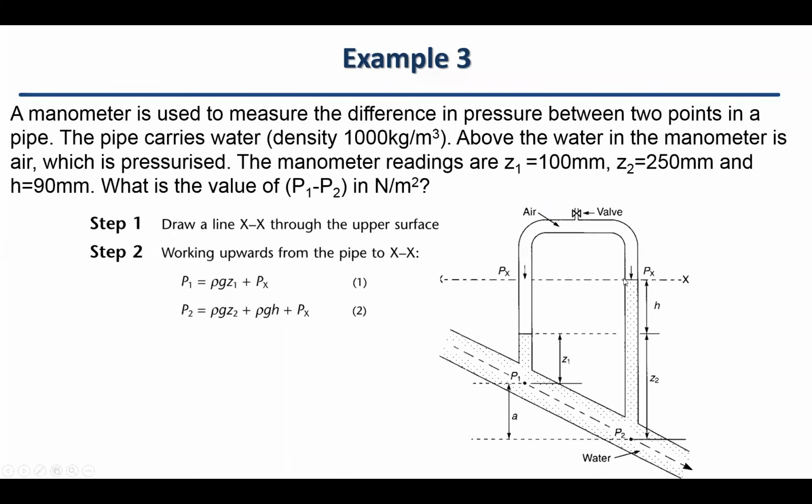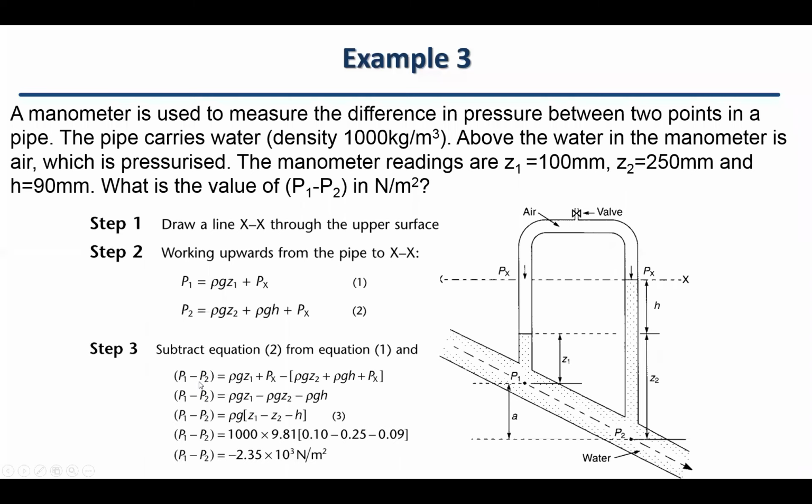The first step, draw an x line at the upper surface of separation. Second stage, we write the pressure for P1 is rho gz1 plus px. Okay, so you can ignore this distance. And for the right limb, we can write P2 is rho gz2 plus rho gh plus px. If you subtract equation 2 from equation 1, we can write this equation. If you cancel out and simplify, P1 minus P2 is equal to rho g, inside the bracket, Z1 minus Z2 minus H.